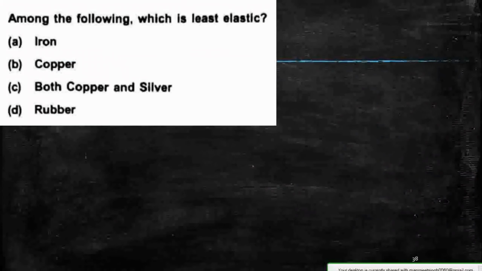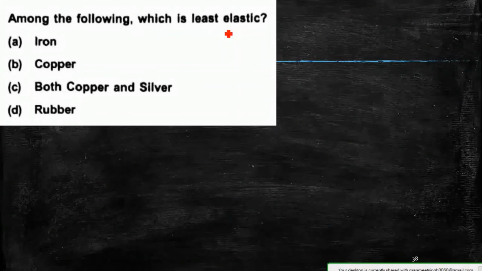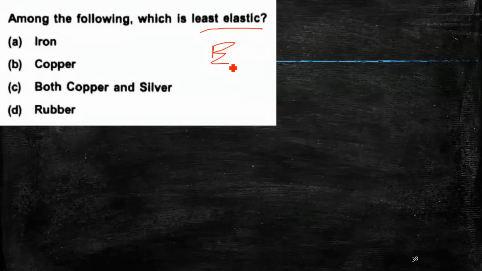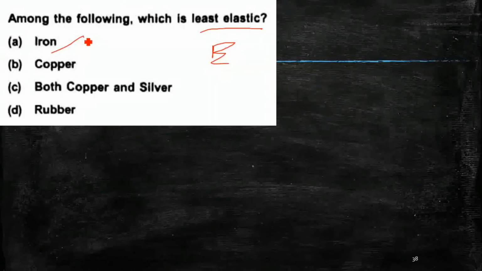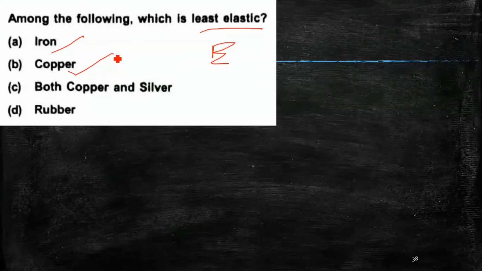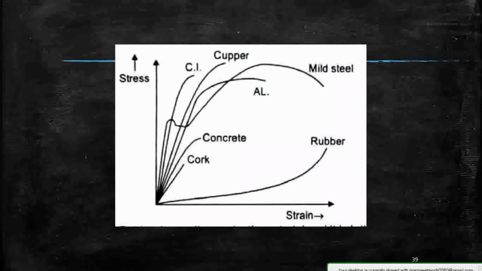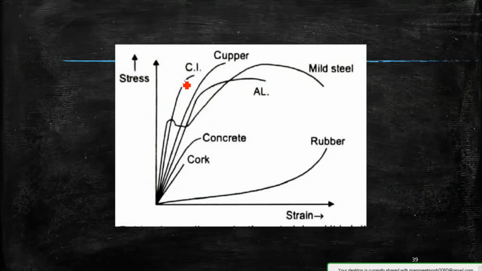Going to the next question, we have, among the following which is the least elastic? Elasticity is directly proportional to E. So iron has higher Young's modulus of elasticity, which is also higher for copper and silver, and option D is rubber. So the correct answer is option D. You can see this from the stress strain curve. The Young's modulus is least for rubber.